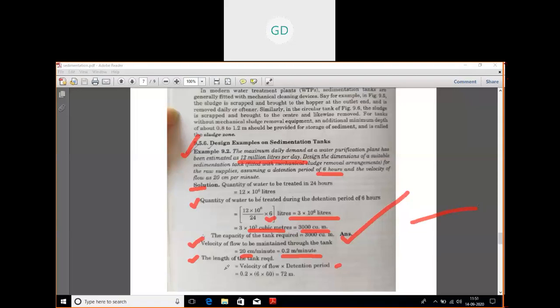So the length of the tank formula is your velocity of flow into detention period. We already have velocity as 0.2, and detention period is 6 into 60, converting hours to seconds. So it is 6 into 60 and you are getting 72 meter. The length of the tank is 72 meter.